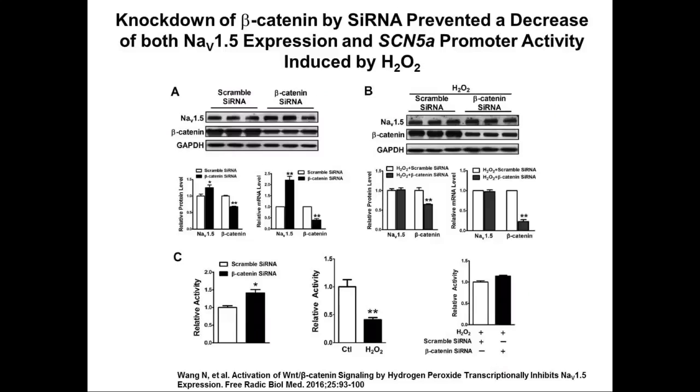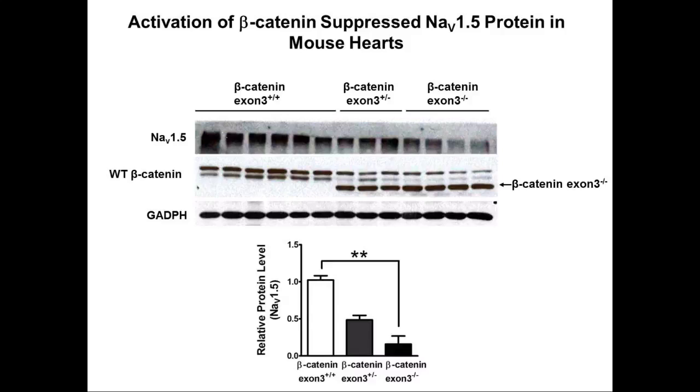We then used siRNA to knock down beta-catenin in the presence of H2O2 to see whether the H2O2 effects go through beta-catenin. As you can see, when we add siRNA targeting beta-catenin, it actually increases sodium channel expression. Then in the presence of H2O2, the H2O2 effect is basically prevented by beta-catenin silencing. So this indicates H2O2 also affects the sodium channels through the beta-catenin signaling pathway.